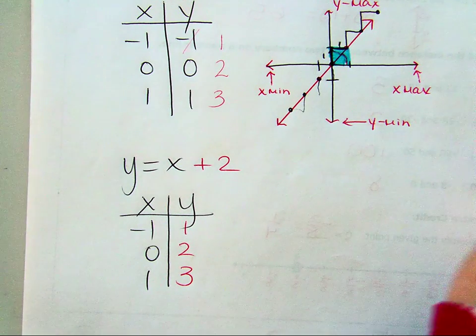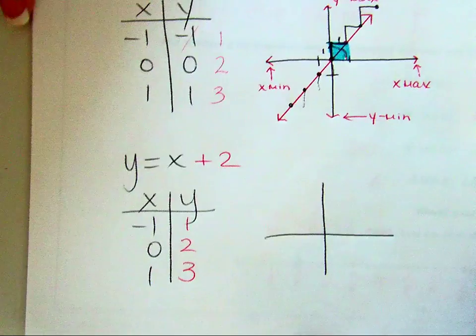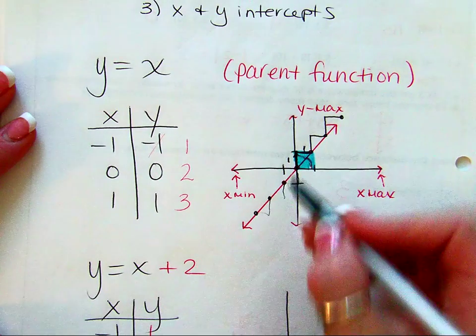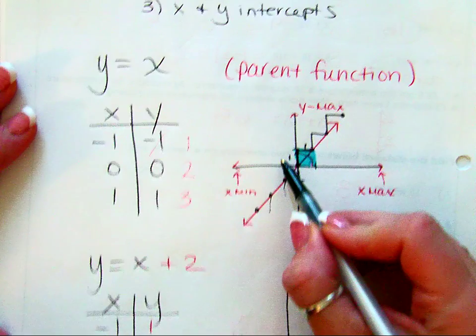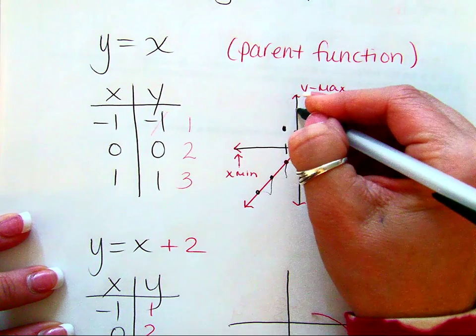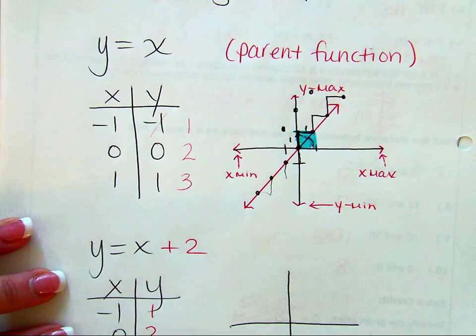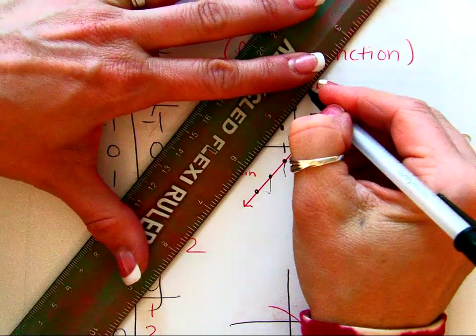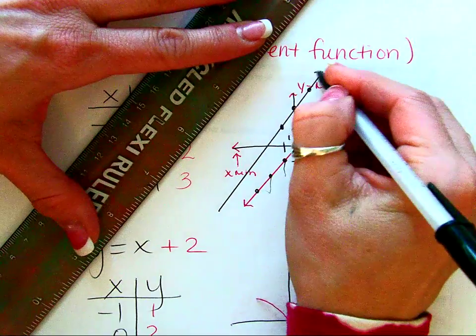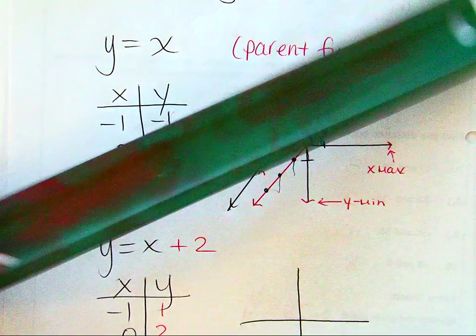So when we go to graph that, actually we can graph it on the same graph up here. This time I'm going to plot negative 1, positive 1, and 0, 2, and 1, 3. And so this time this graph, I went a little bit off. That's why I want to show it to you on the calculator.